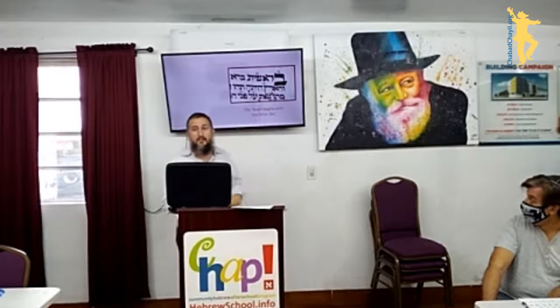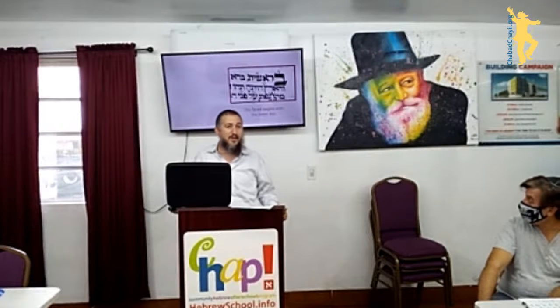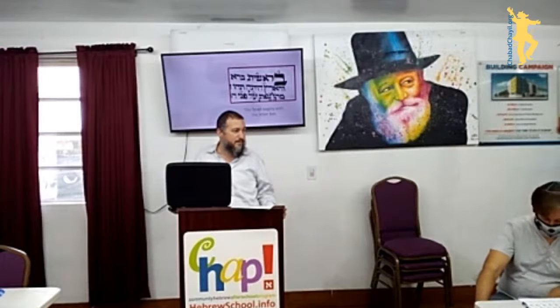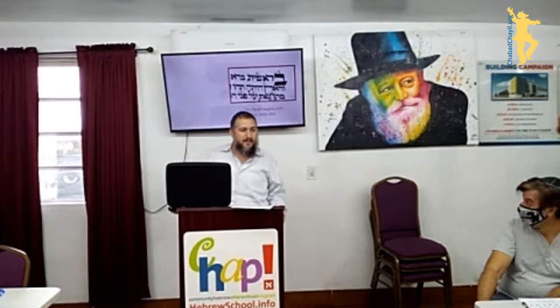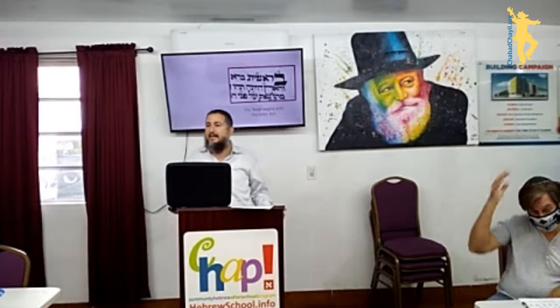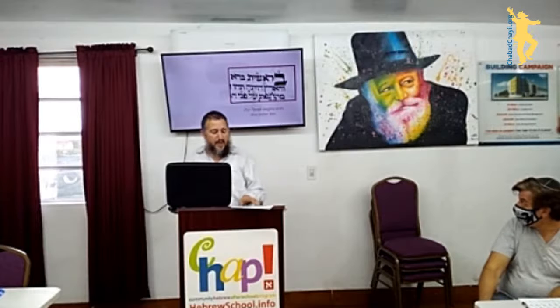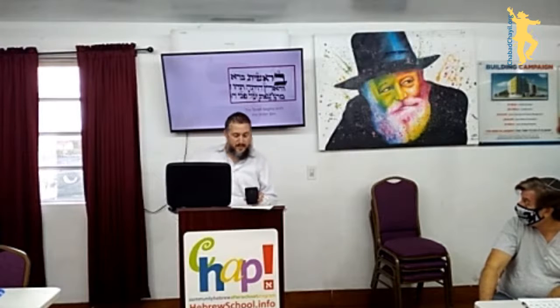The Torah starts with the letter Bet. The Talmud asks, why does the Torah start with a Bet and not an Aleph? Shouldn't it start with an Aleph? And the Talmud says because Bet stands for bracha, for blessing. And that's why it starts with a Bet.